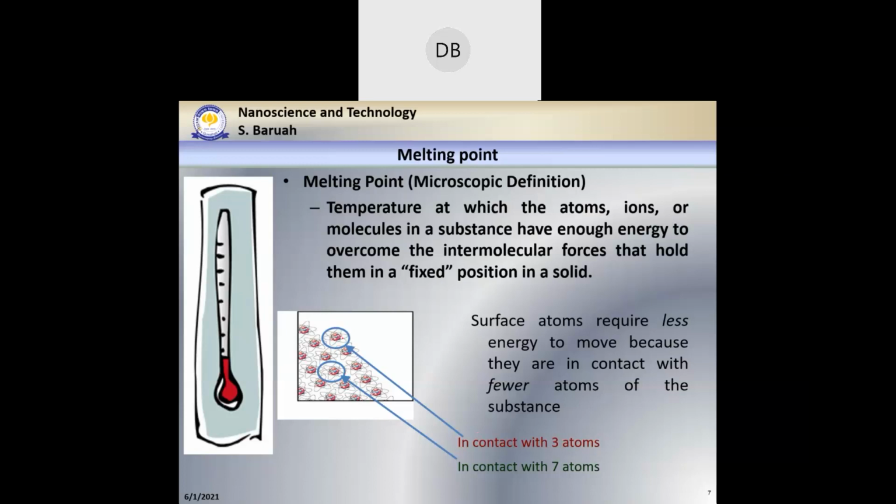That's why if you melt something, you'll observe that it melts at the surface, right? You take an ice cube and put it somewhere, you'll gradually see it's melting from the surface. It's not directly melting from inside, because the surface atoms are loosely bonded.